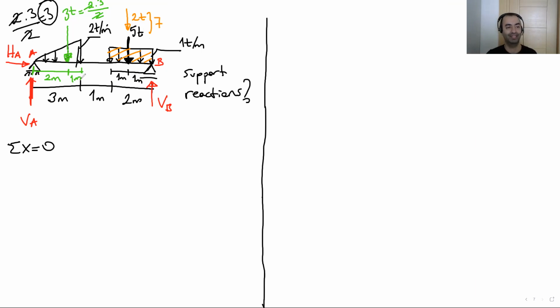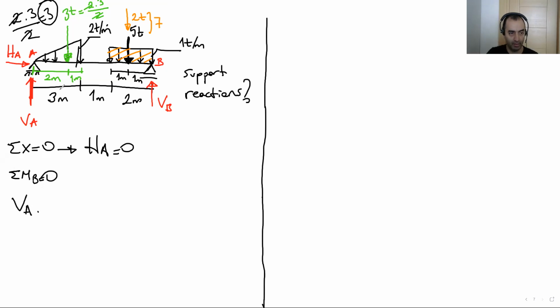Okay, now let's write the equations. Total X is 0. Total X, this is HA. Is there any other lateral load? No, HA is 0. Okay. Let's write the total MB. I'm going to use the moment equations to calculate vertical A and vertical B, and then at the end, I will do total Y equals 0 to check my calculations. Total MB equals 0.